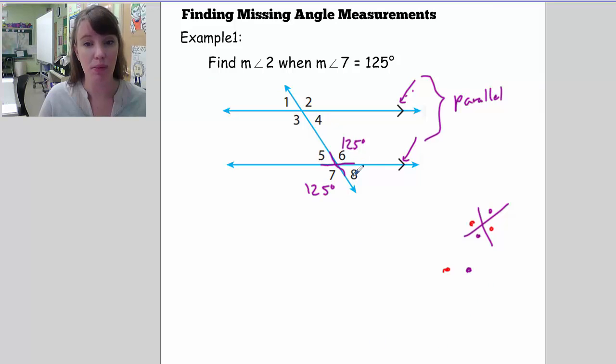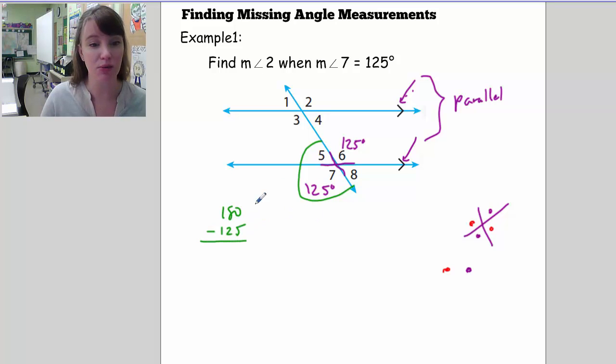Okay, so I know that those are 125. I also know that 5 and 7 add up because they're along a straight line. They add up together to get 180. So I can subtract this together to get 55 degrees. Okay, so I know that angle 5 is 55 degrees.